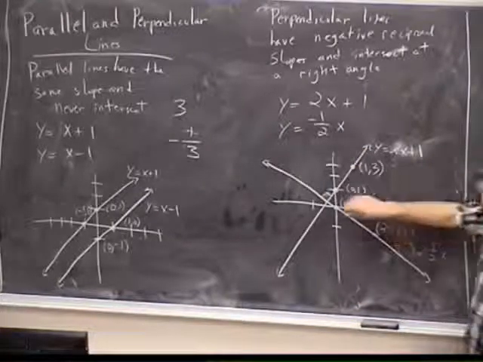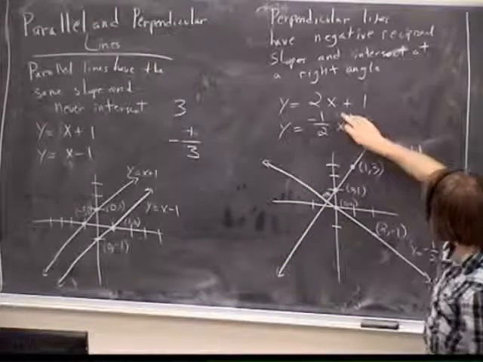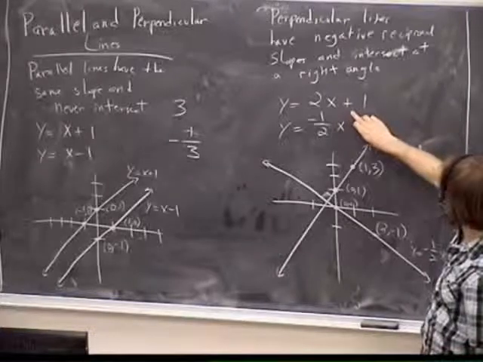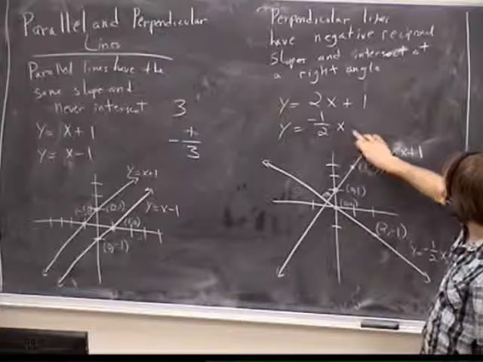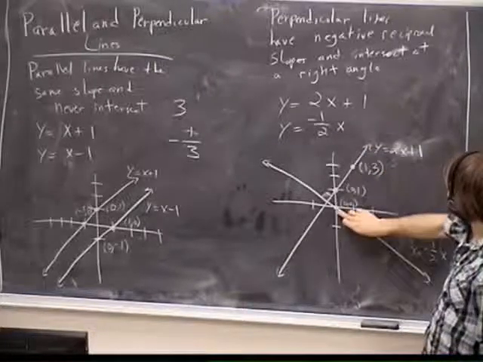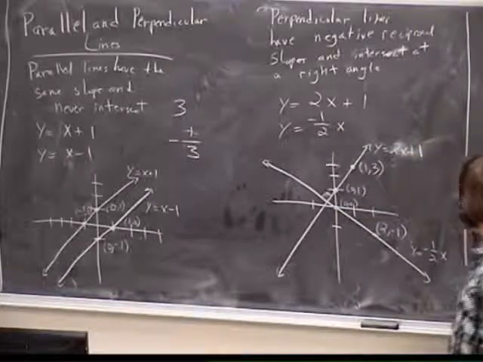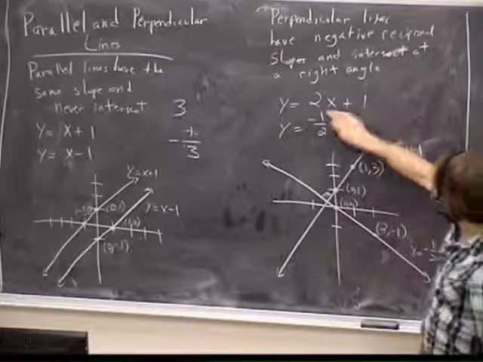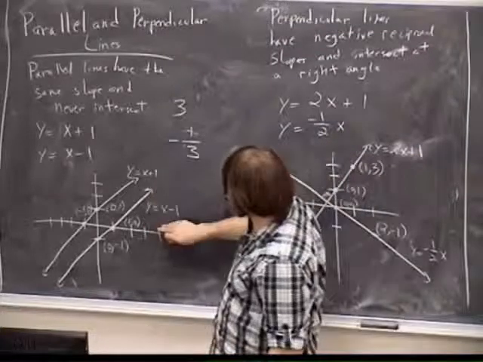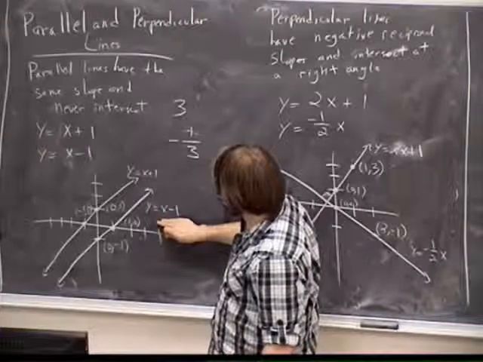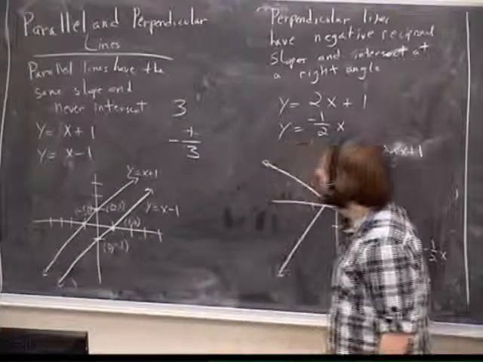Now notice that for parallel lines and perpendicular lines, the intercepts didn't matter. Right here we have 2x plus 1, and we have negative 1/2 x with no intercept, plus 0. Here's the intercept down here. All that matters is the slope. These two have different intercepts, but the slopes have the right relationship, which makes them perpendicular. Here, these two have different intercepts, but they both have the same slope, which makes them parallel.